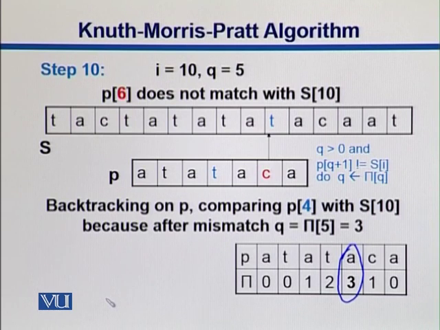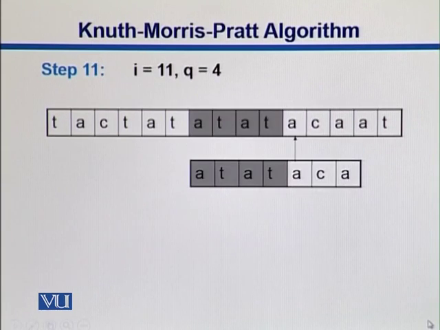So we will use that pi value 3 and we will then move this and compare this p of 4, since that value is added. So one value is added. So in that case, q was reset to 3, so we will compare the fourth element with the 10th element. So in this way, we will give our pattern 3 shifts towards the right. So that looks like this.